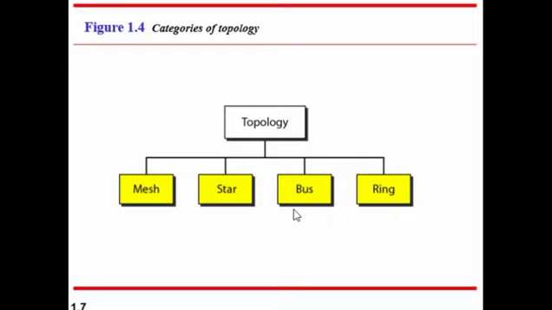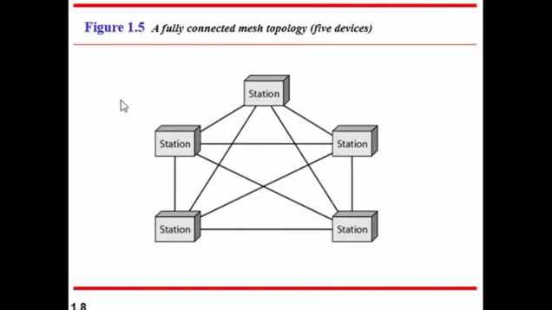Now we will discuss every topology in detail. First we will discuss mesh topology. So we will move to the mesh topology. Here you can see that we have five stations, nodes or devices. All these stations are interconnected with each other, right?